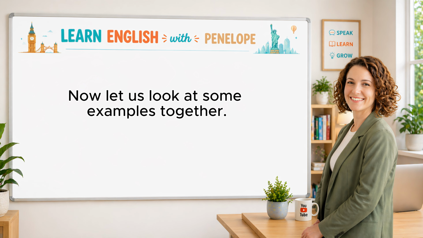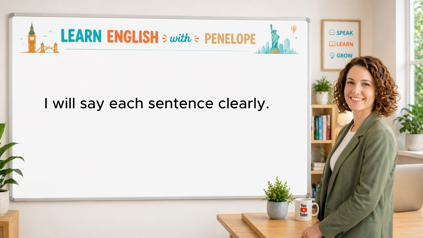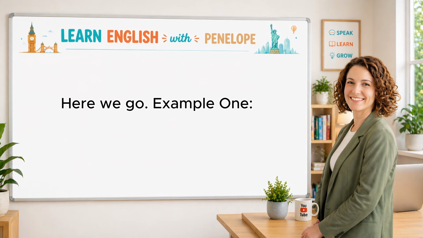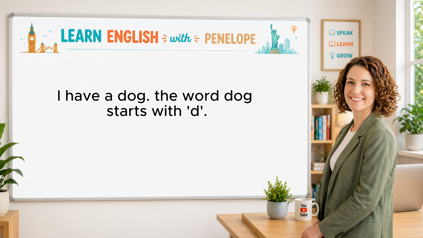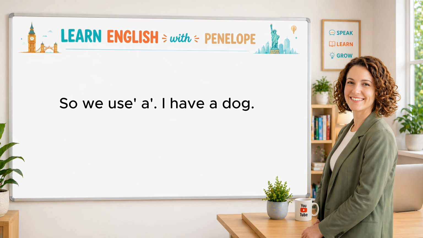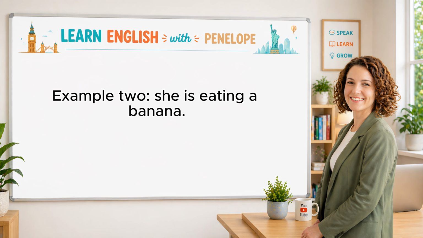Now let us look at some example sentences. I will say each sentence clearly. Listen carefully and think about why we use "a" in each one. Ready? Here we go. Example 1. I have a dog. The word dog starts with D. D is a consonant. We are talking about one dog, so we use "a." I have a dog.